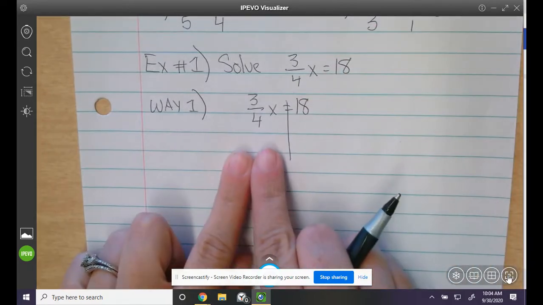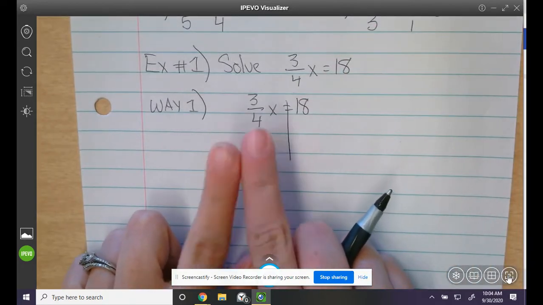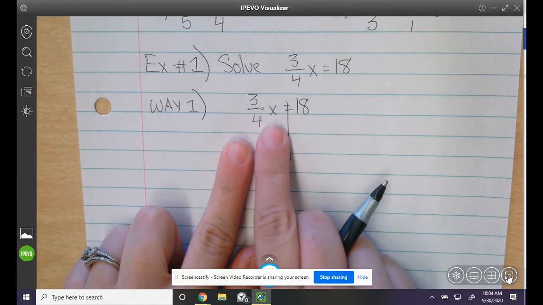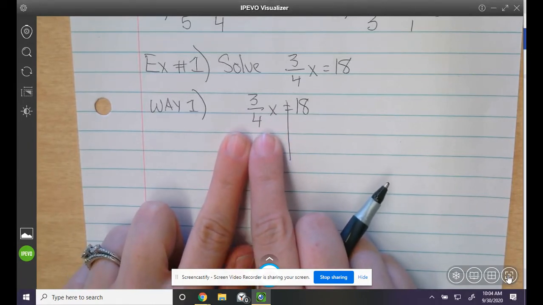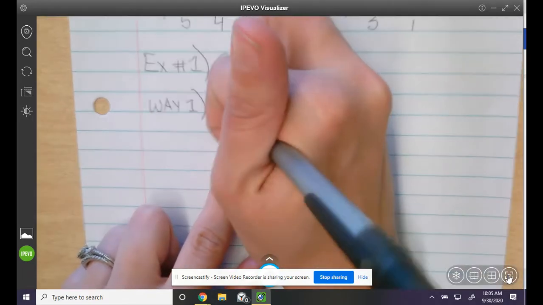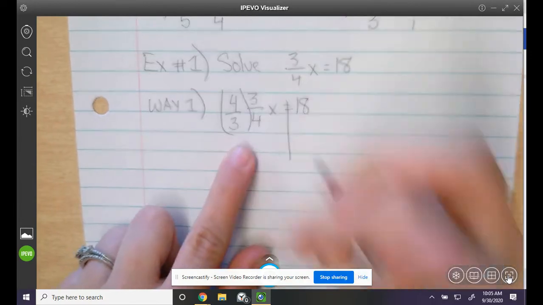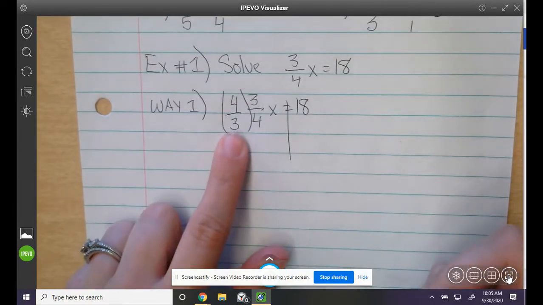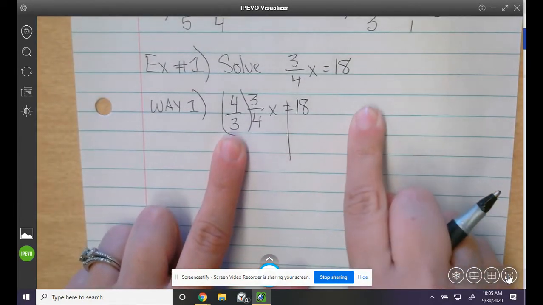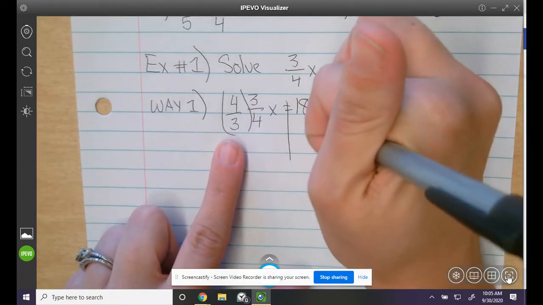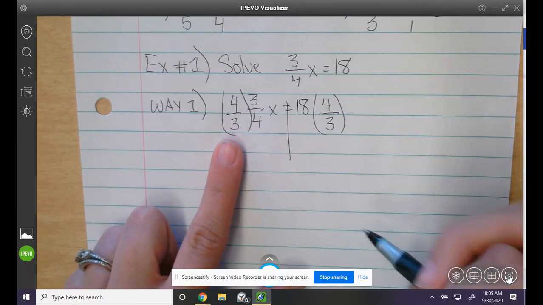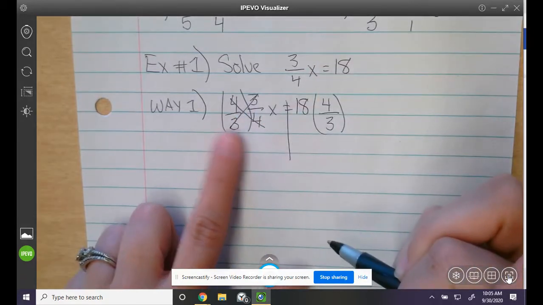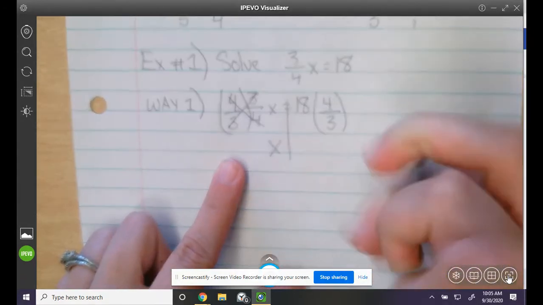What number do we need to get rid of? 3/4. It's in our way because we want x by itself. We're going to use the multiplicative inverse to turn 3/4 into 1. So what's the multiplicative inverse of 3/4? 4 over 3. So we're multiplying it by 4 over 3. What you do on this side of the line, you have to do on the other side. This all goes away because they all cross out, so I get x on this side.